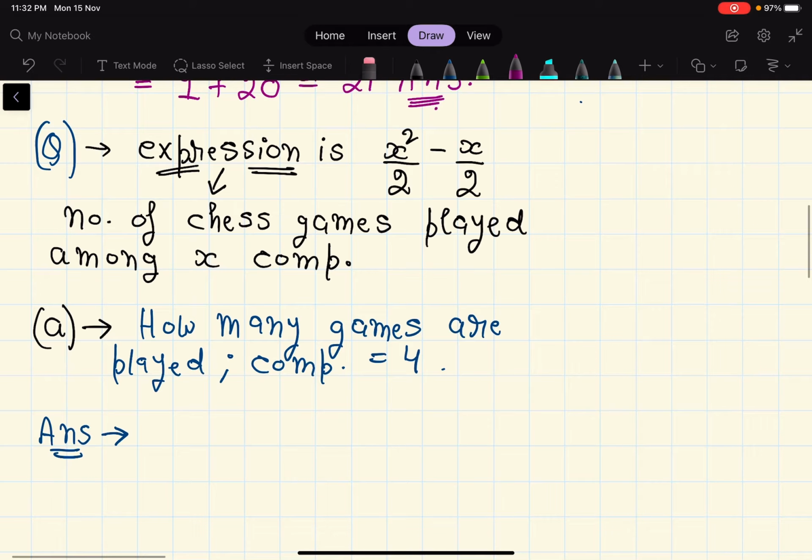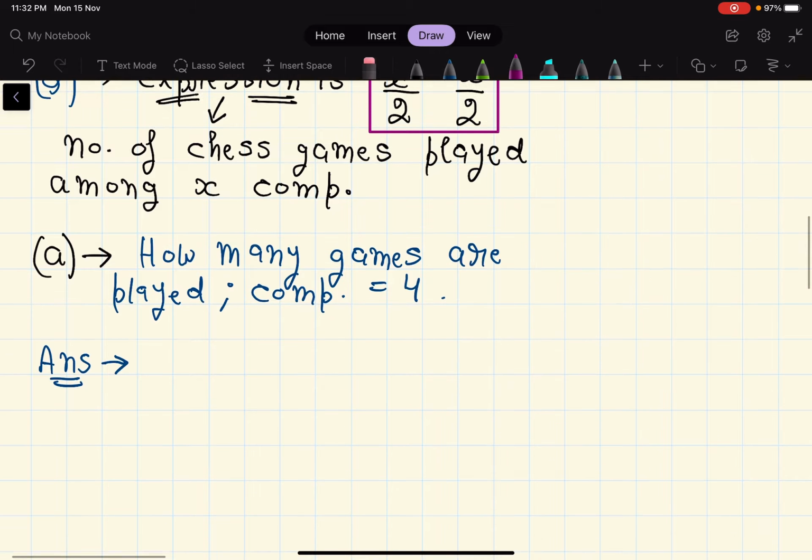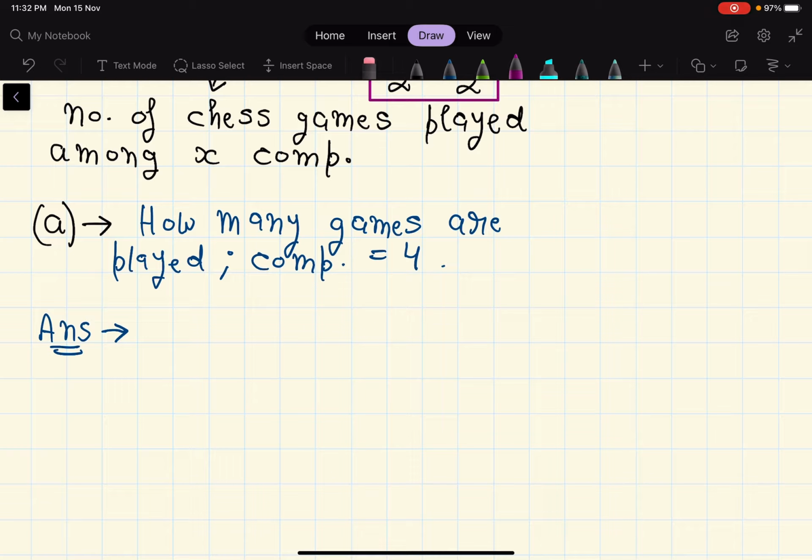Here's kind of a word problem. We're given an expression x squared upon 2 minus x upon 2. So this is our expression here. And what is the meaning of this expression? This expression states that x squared by 2 minus x upon 2 is the number of chess games played among x competitors.